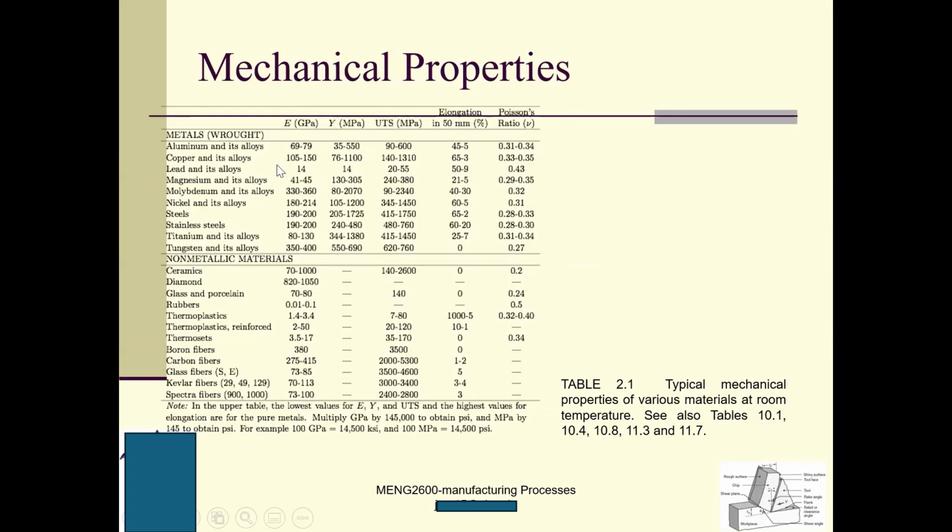Here are the metals commonly seen. Titanium and tungsten: tungsten has very high yield strength, which is the reason tungsten carbide is used for cutting tools in the machine shop. Also, titanium and its alloys are used for aerospace. These are non-metallic materials, and we also have ceramics and spectra fibers. This is commonly seen, and you don't need to memorize the table. If there is a need, you can come back and check the properties of the material you are going to use.